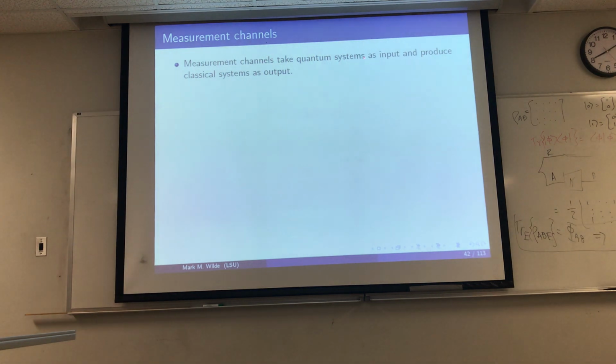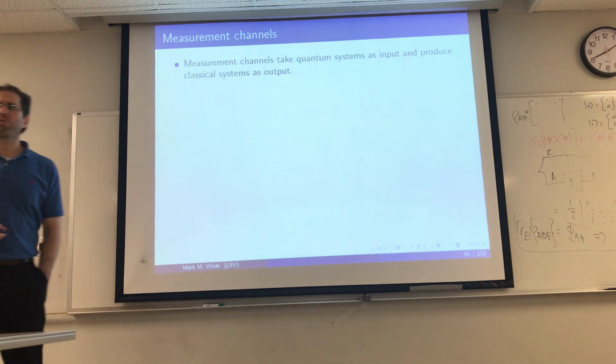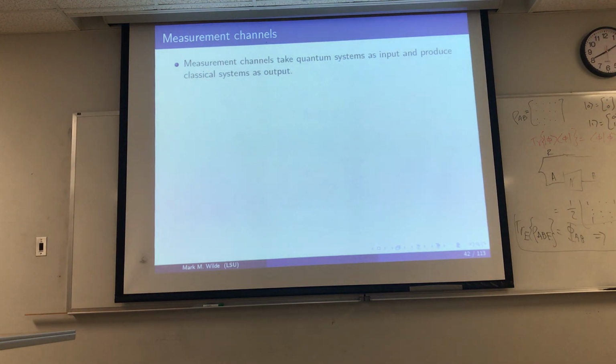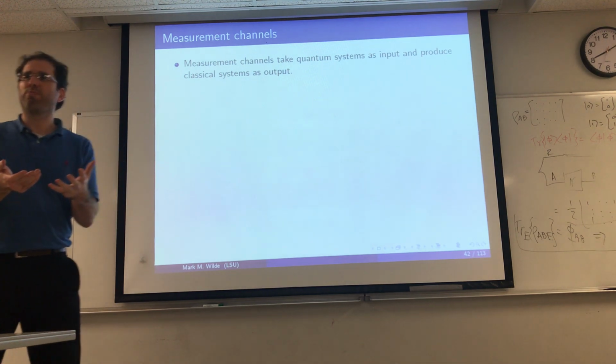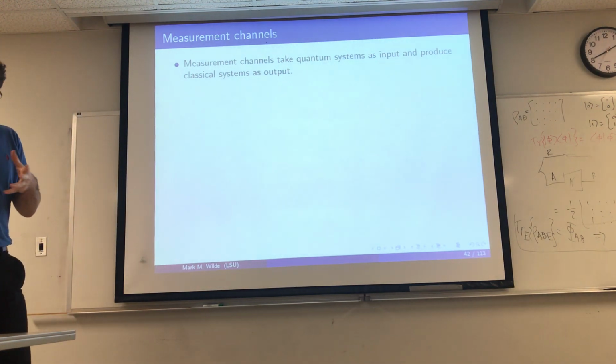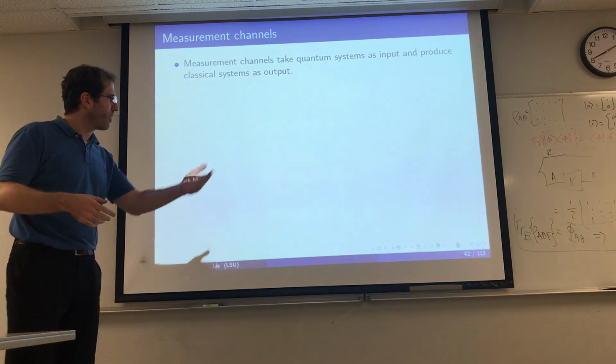Measurement channels take quantum systems as their input and output classical systems. That's how we think of a measurement. You're trying to observe something about your system, and you have this device that you use to measure the system.